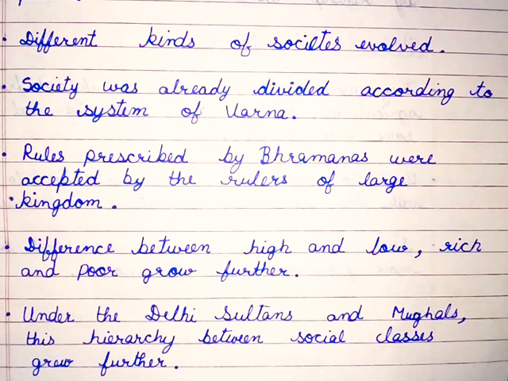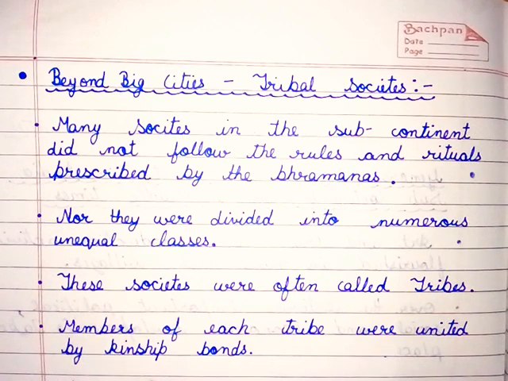The difference between high and low, rich and poor grew further. Under the Delhi Sultans and Mughals, this hierarchy between social classes grew further. Beyond big cities, many societies evolved in the subcontinent that did not follow the rules and rituals prescribed by Brahmanas, nor were they divided into numerous unequal classes. These societies were often called tribes.